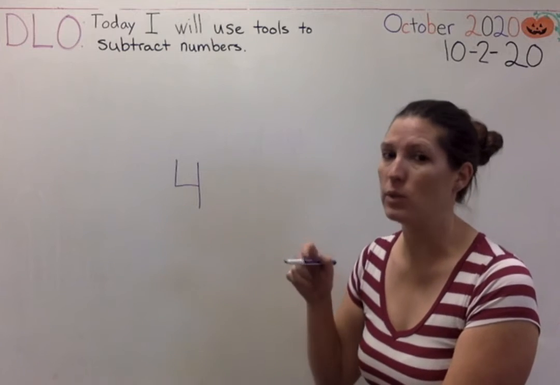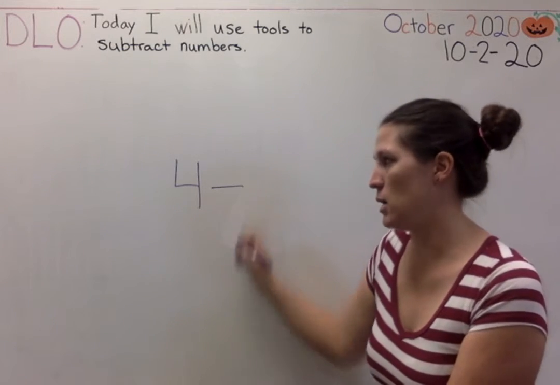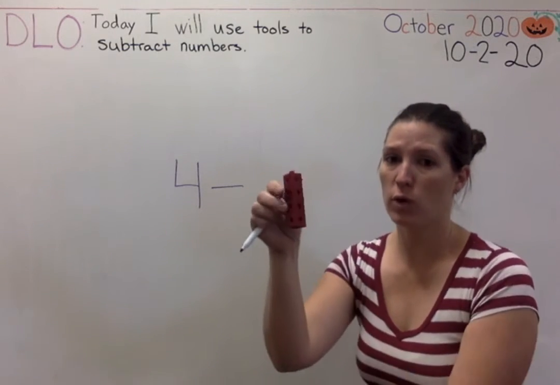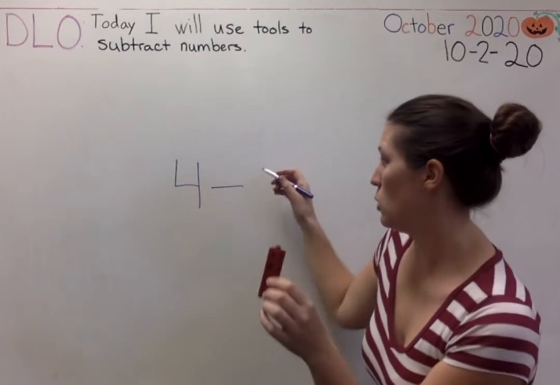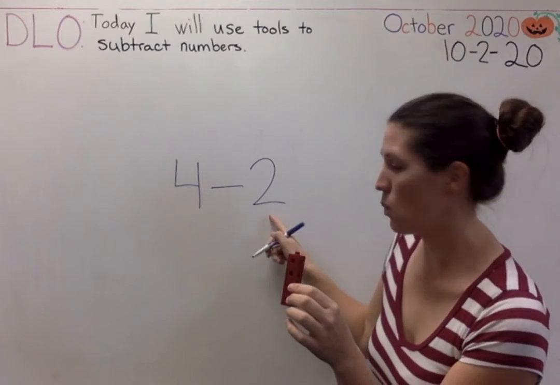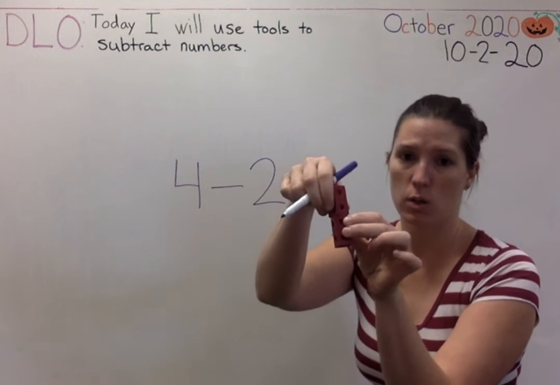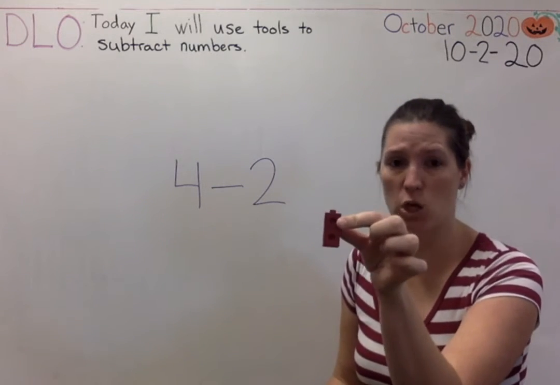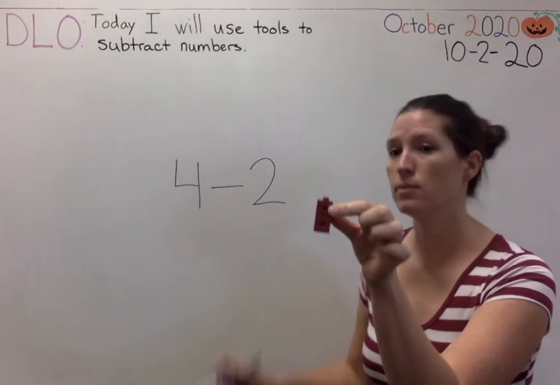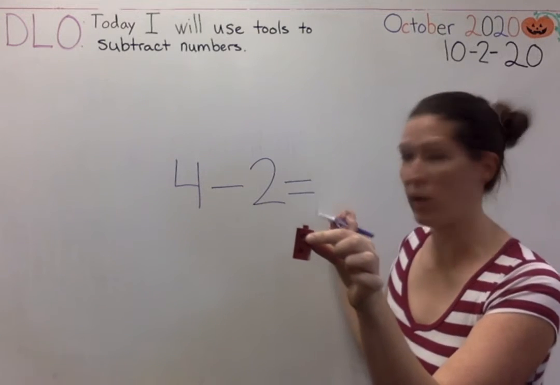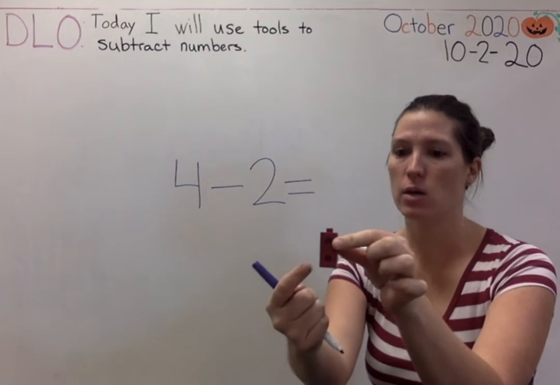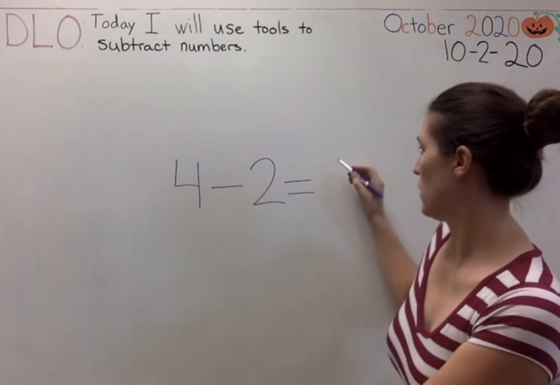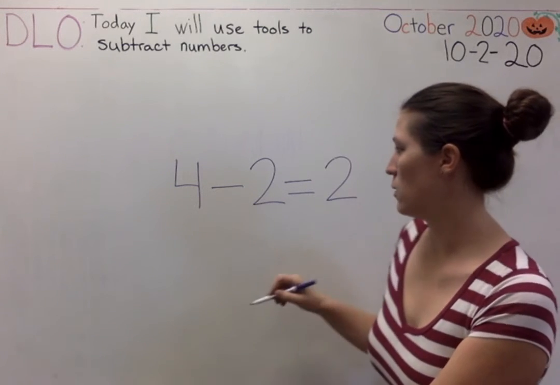Take away. What's my operation? Minus. So I had 4 cubes. I lost 2. How many are we taking away? 2. How many cubes do I have left? Left. We're finding the total. How many? 1, 2.